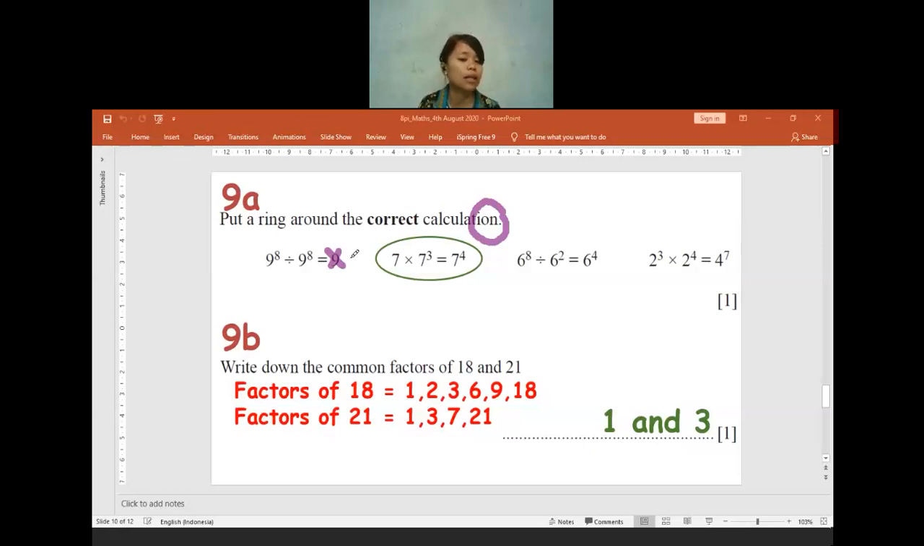I only put a circle on 7 times 7 to the power of 3. The others I do not put a circle on. It means the other calculations are wrong. Now let us make a correction for all of the calculations that are wrong. From the very first calculation, 9 to the power of 8 divided by 9 to the power of 8. Anyone want to help me? What is the final answer for 9 to the power of 8 divided by 9 to the power of 8?